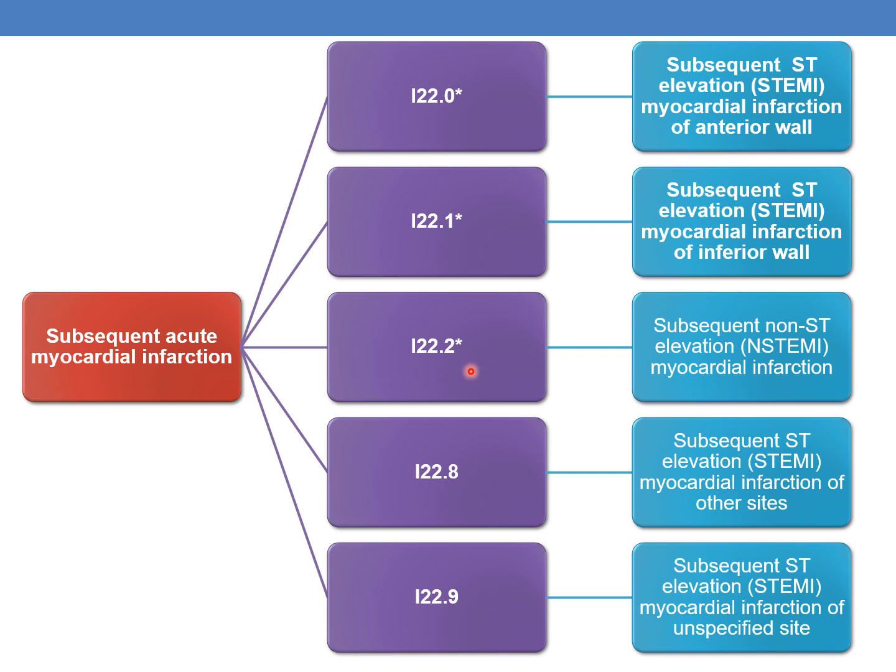Next is the I22.2 series. It is also further expandable. It deals with subsequent non-ST elevation myocardial infarction. Subsequent non-ST elevation myocardial infarction is given by the code I22.2. And I22.8 deals with subsequent ST elevation myocardial infarction of other sites. This is a final code. And I22.9 deals with subsequent ST elevation myocardial infarction of unspecified site, which is nothing but subsequent ST elevation myocardial infarction NOS.